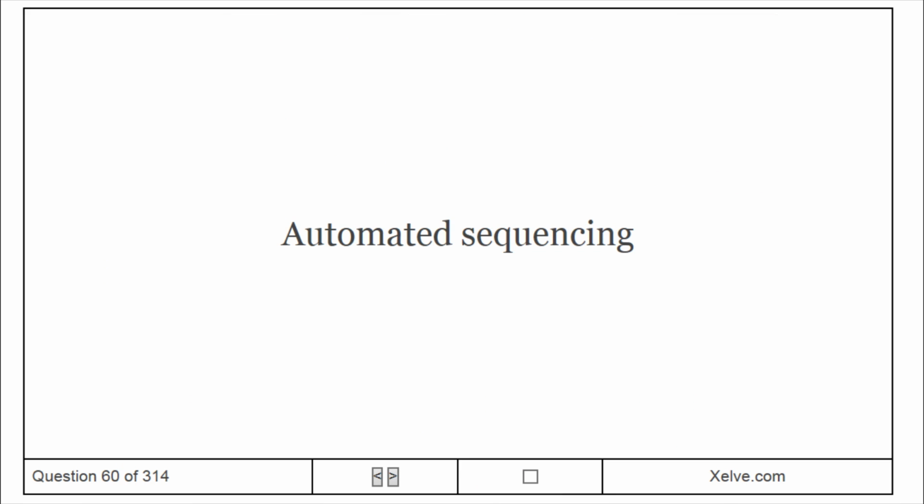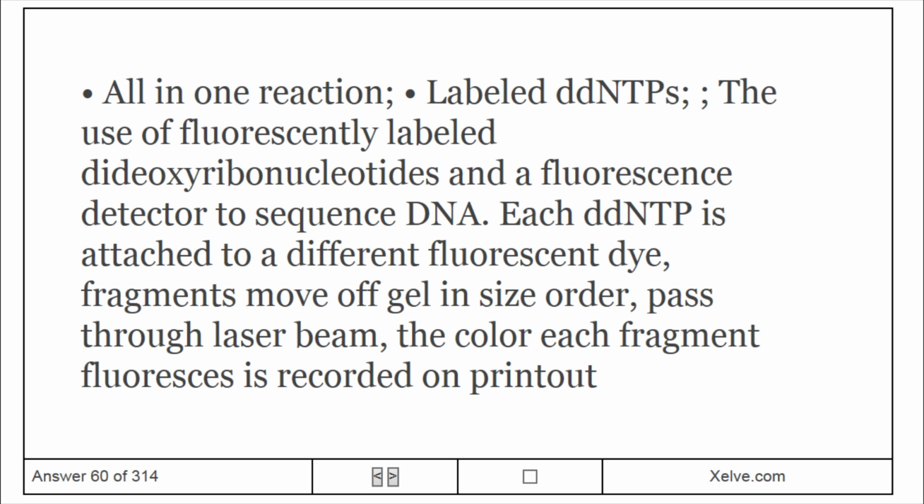Automated sequencing. All-in-one reaction, labeled ddNTPs, the use of fluorescently labeled dideoxynucleotides and a fluorescence detector to sequence DNA. Each ddNTP is attached to a different fluorescent dye. Fragments move off the gel in size order, pass through a laser beam. The color each fragment fluoresces is recorded on a printout.